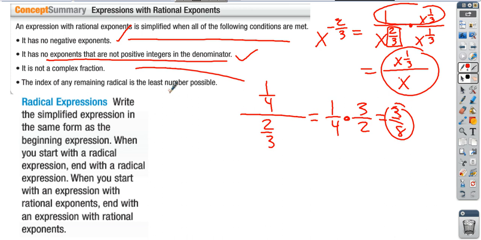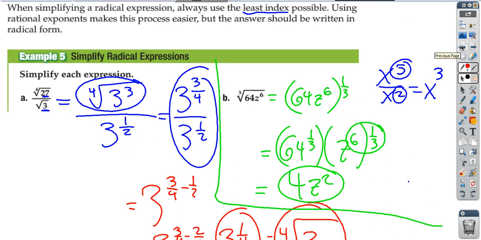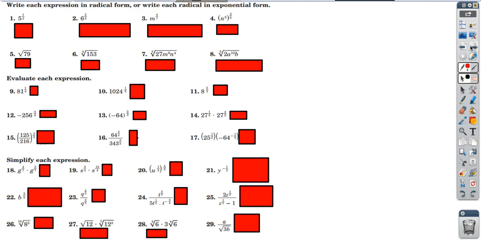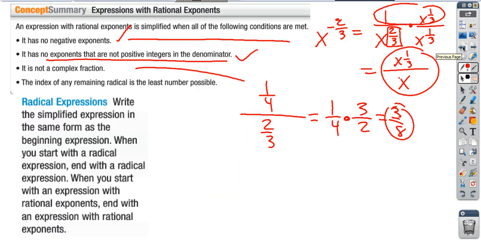And then the index of any remaining radical is the least number possible. So we did that a couple pages ago on this problem right here. This number is the least number possible. There's no way to reduce 1/4, the fourth root, any more than what we did. So that is section 6.6 on rational exponents. It's basically taking radicals and changing them into fractional exponents. That's the main idea.